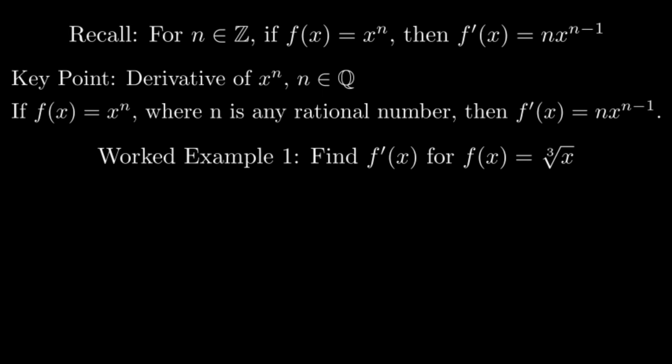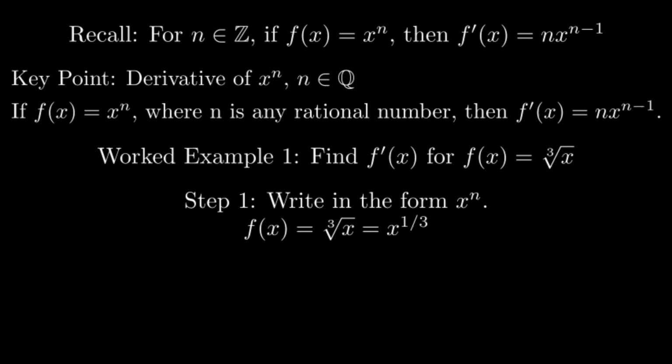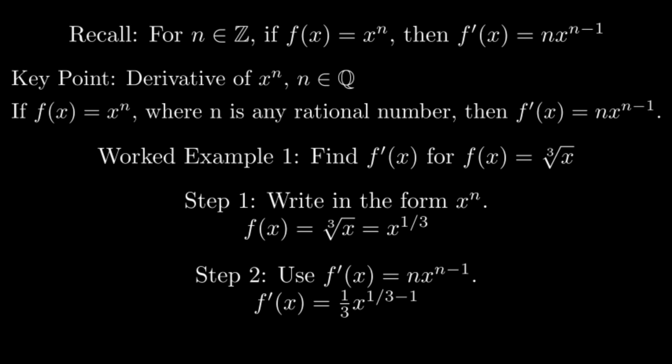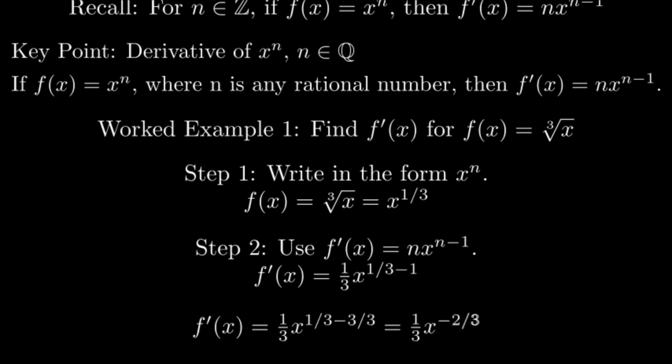Let's find the derivative of f of x equals the cube root of x. The first step, whenever you see a root, is to rewrite it using a rational exponent. The cube root of x is the same as x to the power of 1/3. So f of x equals x to the 1/3. Now that it's in the form x to the n, we can apply our extended power rule. Our n is 1/3, so we bring the 1/3 down in front and subtract 1 from the exponent. The derivative is 1/3 times x to the power of 1/3 minus 1. 1/3 minus 1 is the same as 1/3 minus 3/3, which gives us negative 2/3. So our final derivative is 1/3 x to the power of negative 2/3.